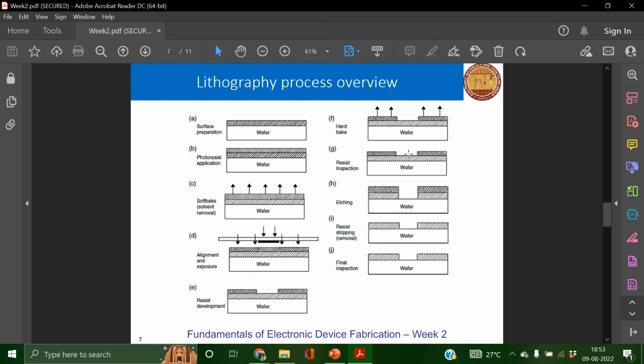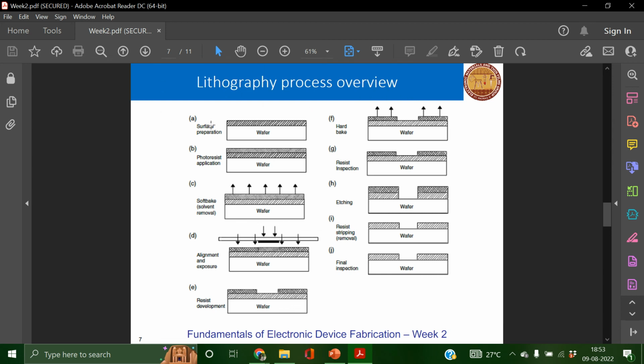So here we will do inspection, make sure that the pattern is correctly transferred onto the oxide layer, and then we remove the oxide layer also by using etching. And once that is done, the pattern will actually be on the surface of the wafer. And what we will do then, the remaining photoresist will again be dissolved by using certain chemicals. And then we have our final wafer with the pattern on the top. So this is the lithography process overview.